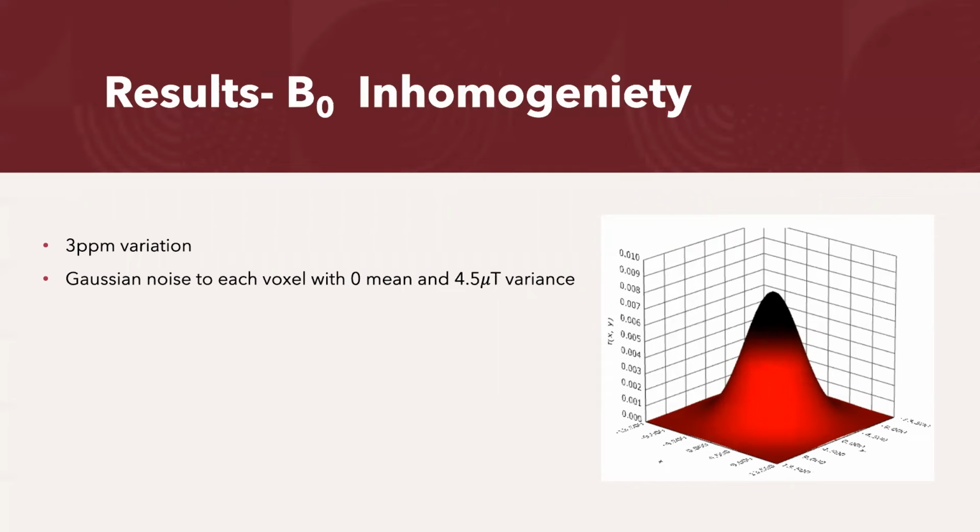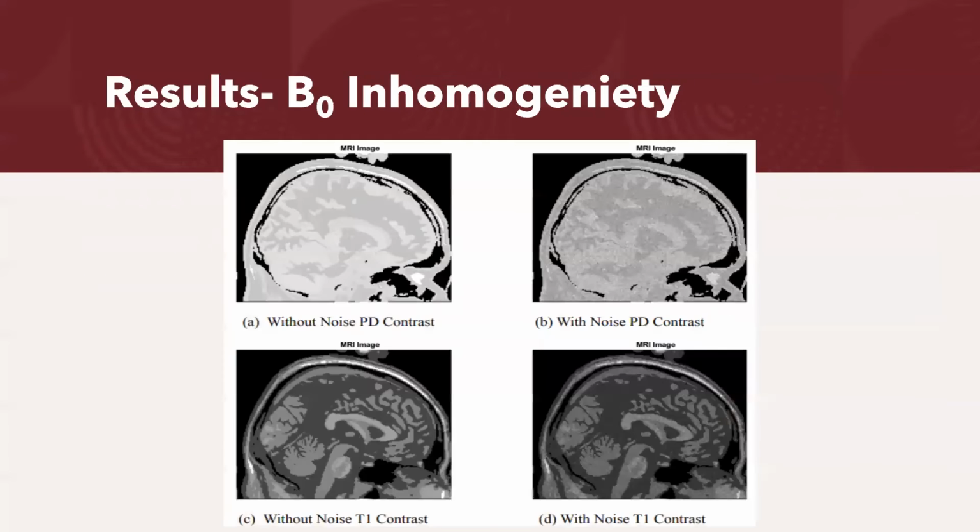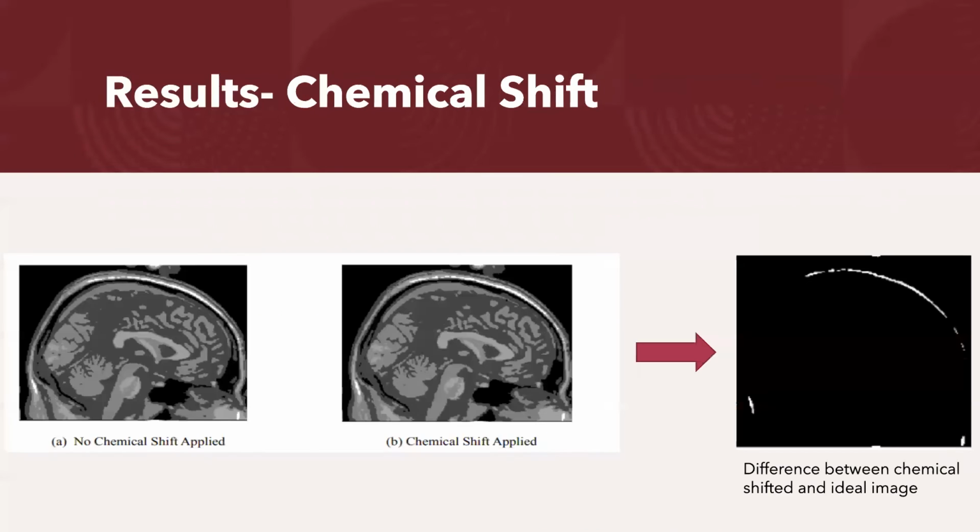One of the non-idealities that we dealt with was B0 inhomogeneity, and in order to simulate that, we created 3 parts per million variation by applying Gaussian noise to each voxel with 0 mean and 4.5 microtesla variance. The results can be seen in this slide. The images without any inhomogeneity can be seen on the left side, images A and C. And when we add B0 inhomogeneity, such images become the images on the right-hand side, which are images B and D.